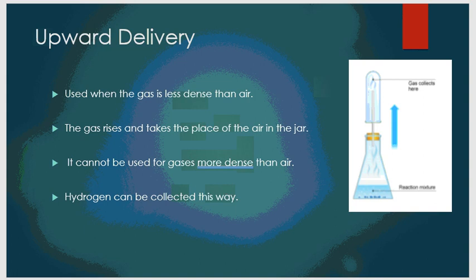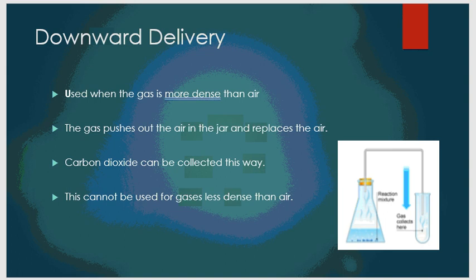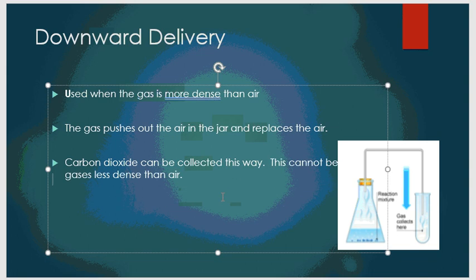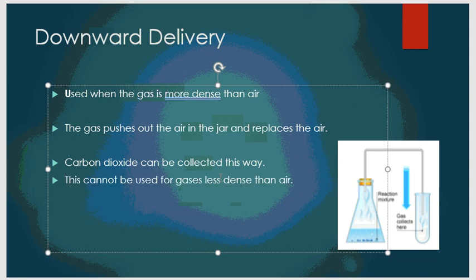Okay, and then we've got downward delivery. So this is used when the gas is more dense than air. Basically, the gas will sink downwards and the air will rise up. So the gas pushes the air out of the jar and replaces the air. Okay, so we have the reaction taking place. The gas produced moves through the tube into the test tube. Gas collects at the bottom and it pushes the air out. Okay, so carbon dioxide is an example of a gas that can be collected this way. And again, it cannot be used for gases that are less dense than air.